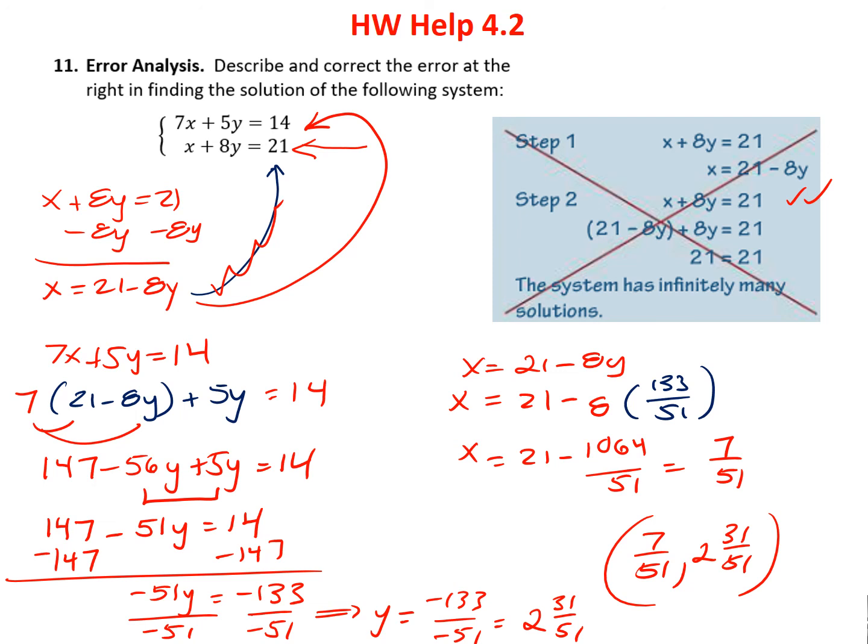The key thing to notice here was the mistake. He solved this problem for x and then put it back in the same equation. That's why he got an identity. You need to take whatever one you solve from. If you use this one to simplify, you make sure then it goes into this one. That's the substitution. You don't substitute it back into the same equation. All right, so I hope you do well on your homework and see you in class again.